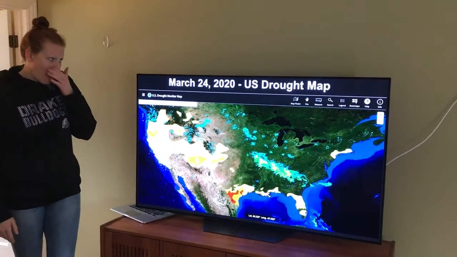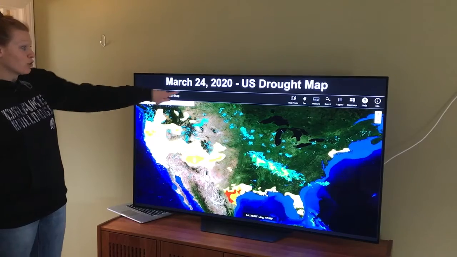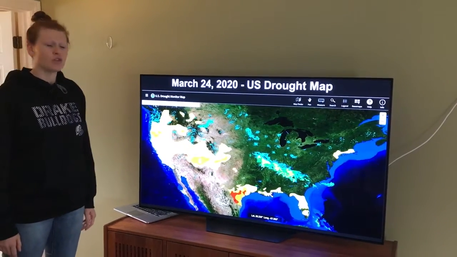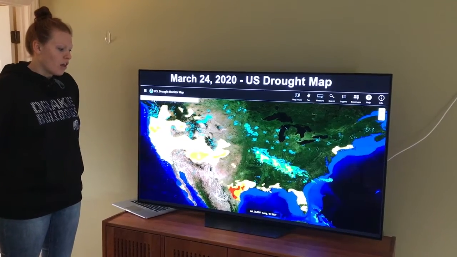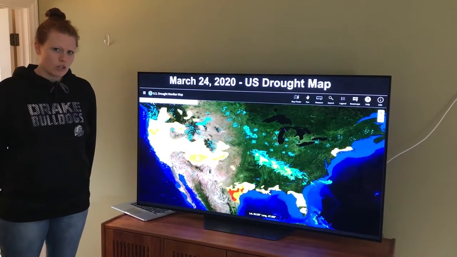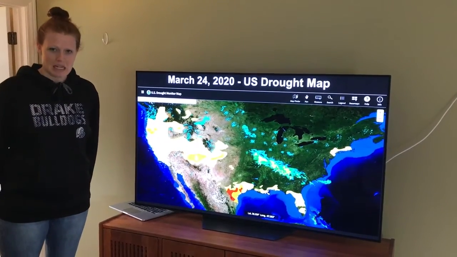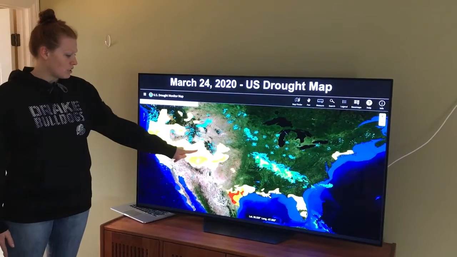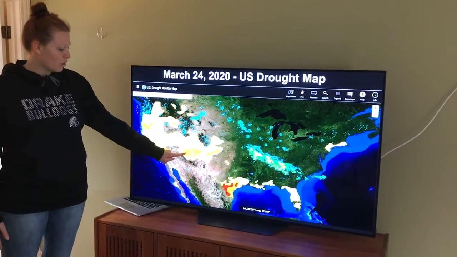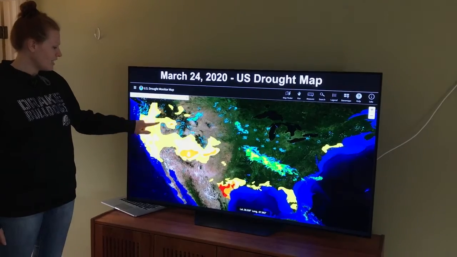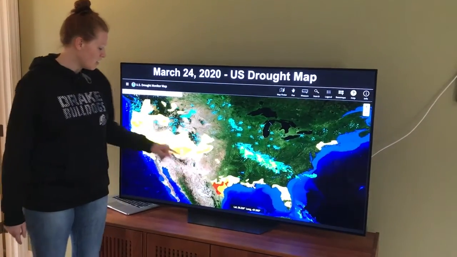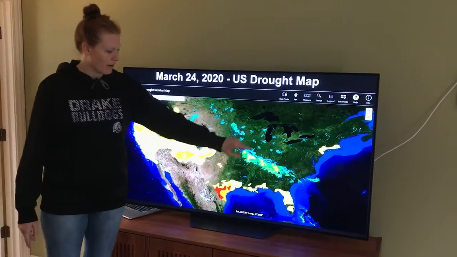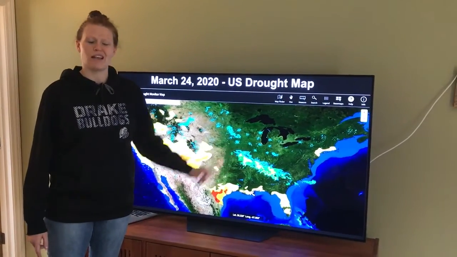So here is a map of the United States. It is actually from March 24th, 2020. And as you can see, there's a couple different colors involved. My first question to you is, what do the different colors mean? What is the tan? What's the orange mean? What's the yellow mean? What about the red? And then you can kind of see little speckles all around, but what's the blue and green then?